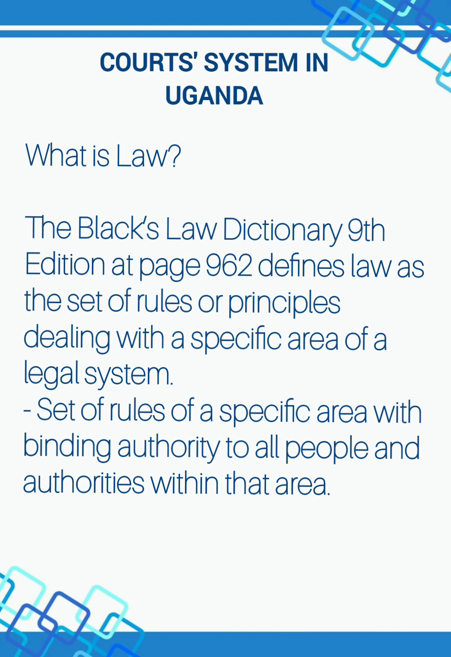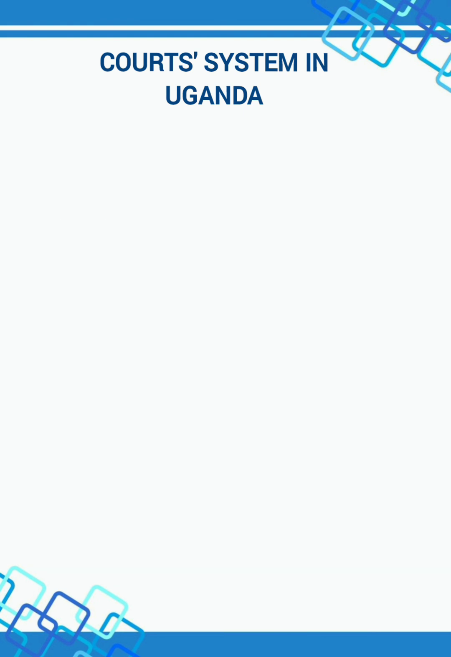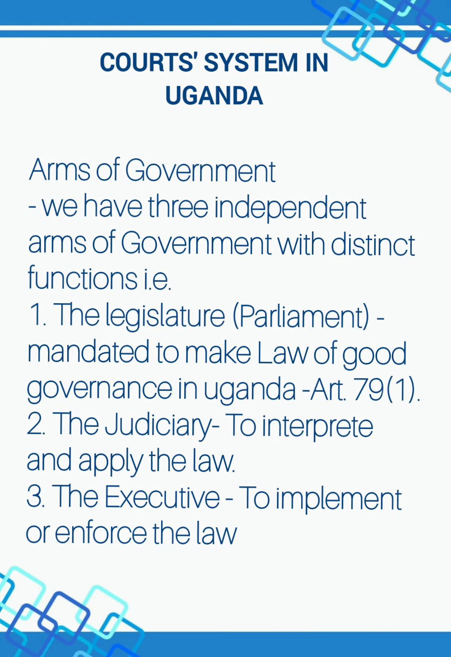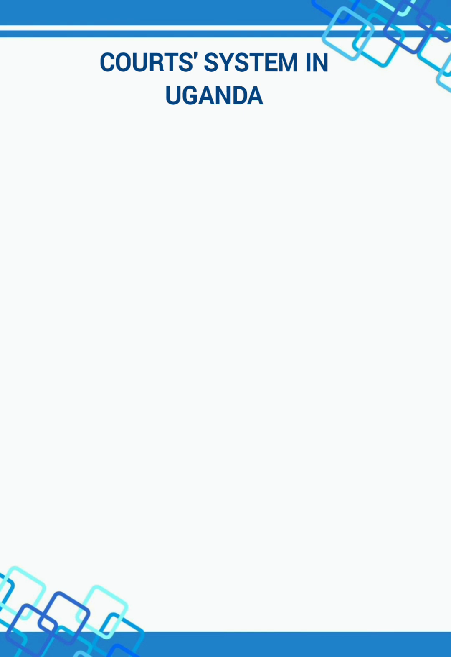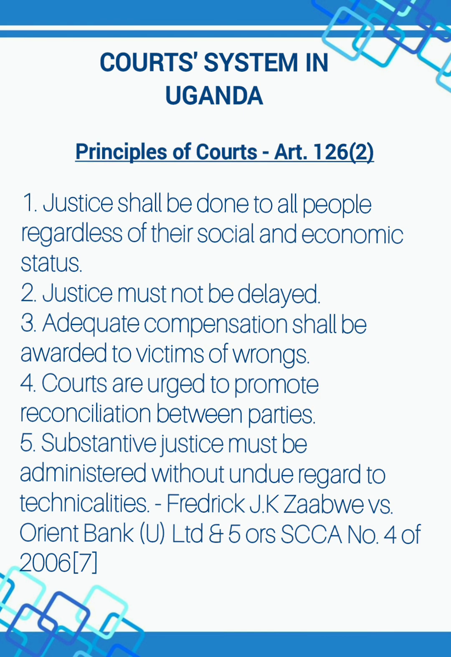We should also understand that we have three arms of government with three distinct functions, right? We have the legislature, which makes law under Article 71. The legislature or parliament makes law under Article 71. So the function of the legislature is to make laws. After parliament has made this law, the judiciary interprets this law, right? The judiciary interprets the law. After interpreting this law, the executive comes in to enforce this law. Are we together?